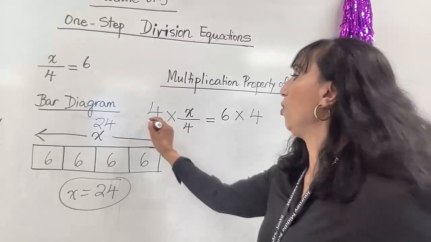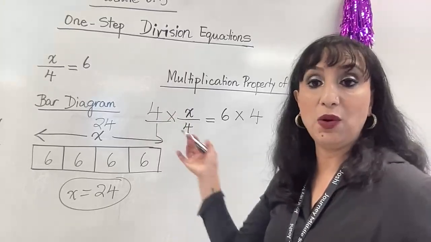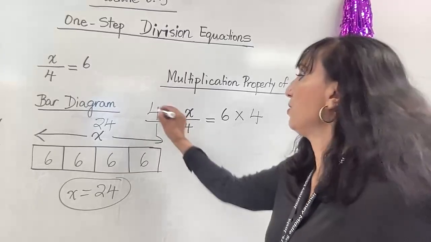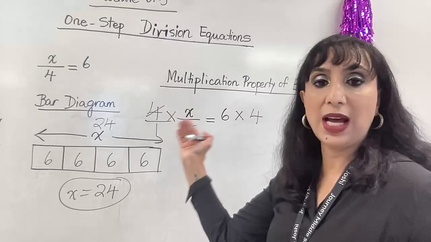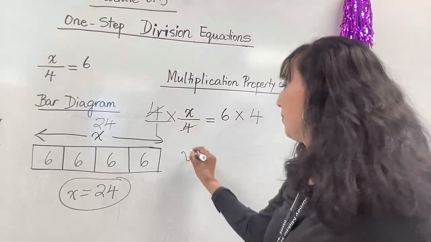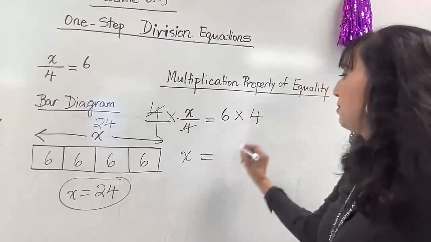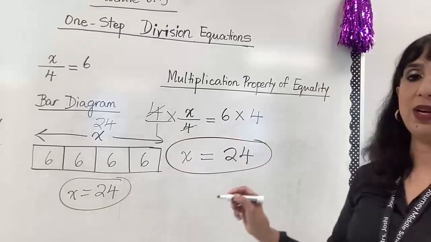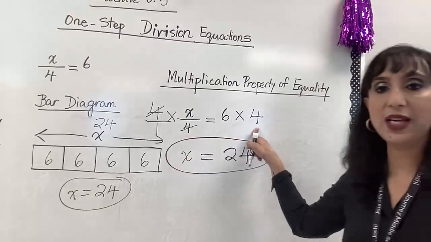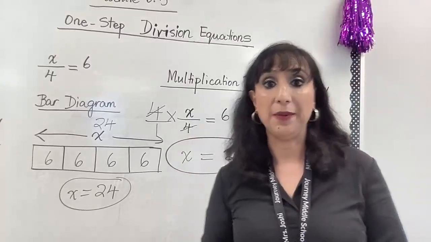Now 4 as a whole number means 4 over 1. And so in this part, I am going to simplify. And what is 4 divided by 4? I get 1. And what is 1 times x? It is x. All right, and then this is equal to 6 times 4, which is 24. So x is equal to 24. So I just used the multiplication property of equality in order to solve this problem.